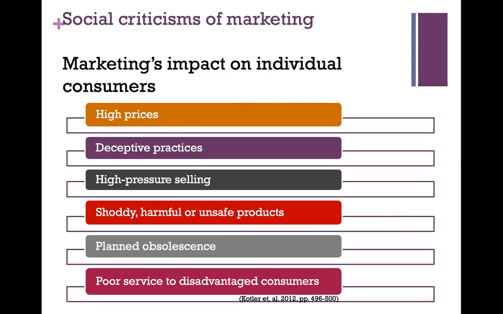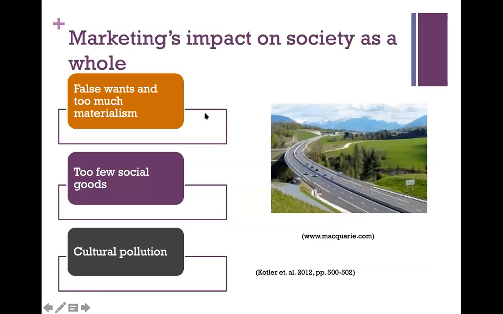Or you can also select one of these, either high pressure selling. And after that, you discuss one of these: marketing impact on society as a whole. You select any, either culture pollution, or false bonds and too much materialism. You discuss again the real life example.